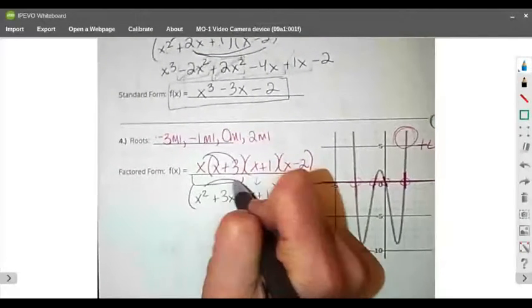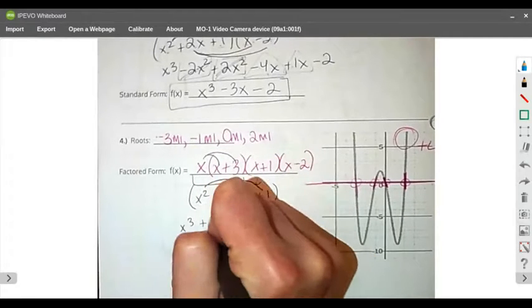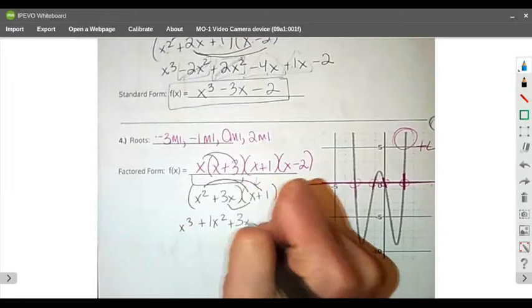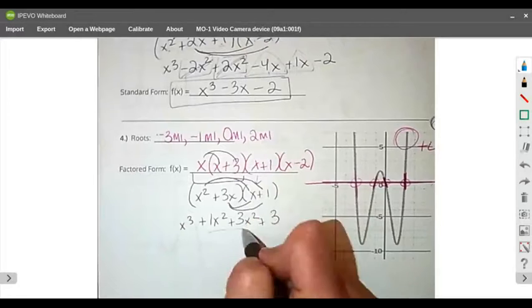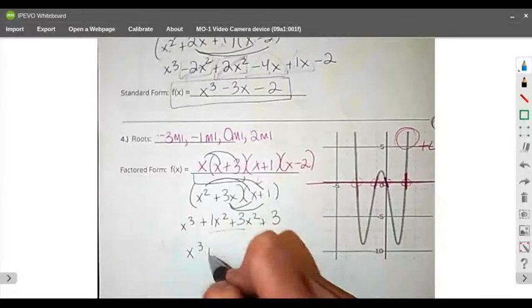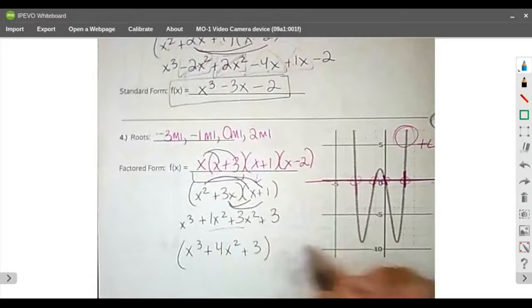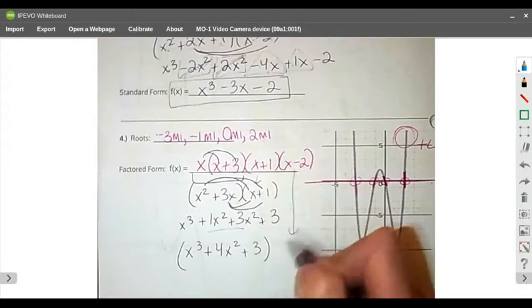So x squared times x is x to the third. X squared times 1 is 1x squared. Now 3x times x is 3x squared. 3x times 1 is 3. Combine those like terms and I get x to the third plus 4x squared plus 3. And you always want to put in parentheses too, because now we're going to multiply this by x minus 2.